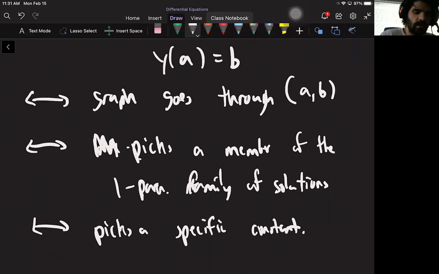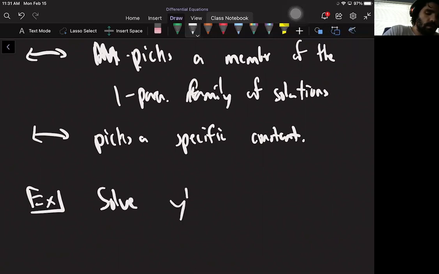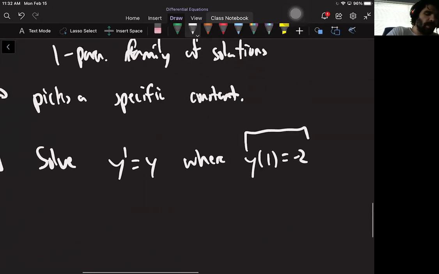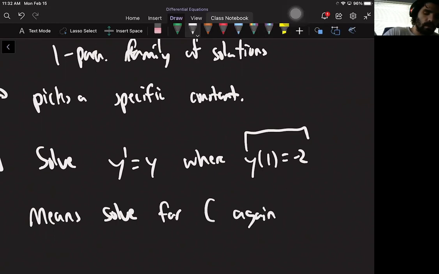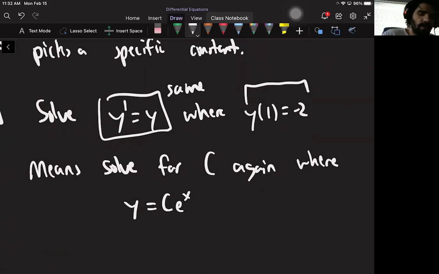Instead of just leaving it as C, it's going to pick the constant. So if I pick a different initial condition, initial value, so initial value problem, like this, it's the same differential equation, but my condition has changed. Well, that just means that I'm going to be solving for C again. The solution, the one parameter family, is the same because it's the same differential equation. So that's going to be the same, but now my C is going to be different.